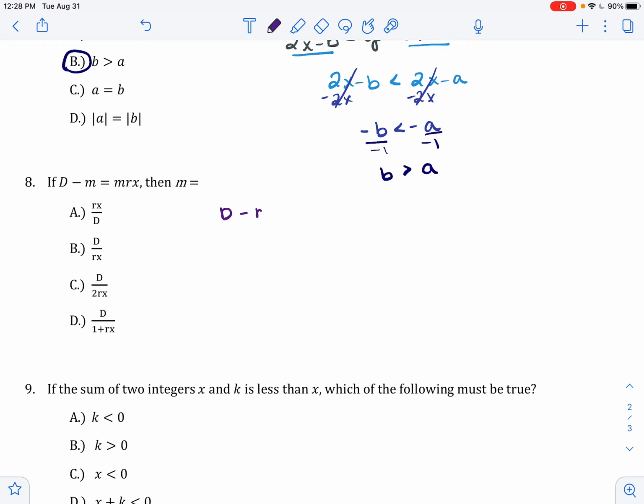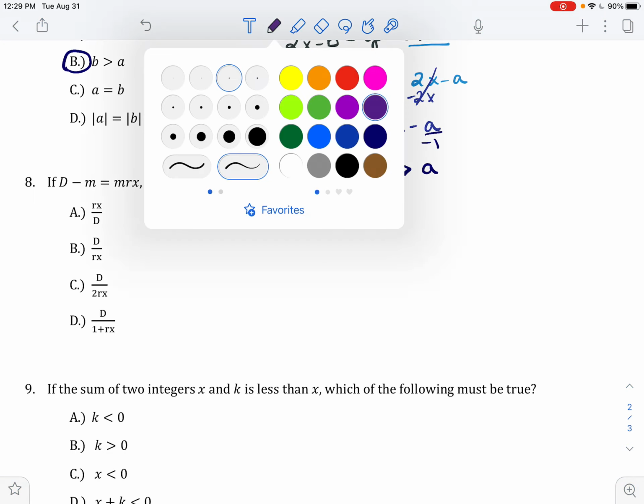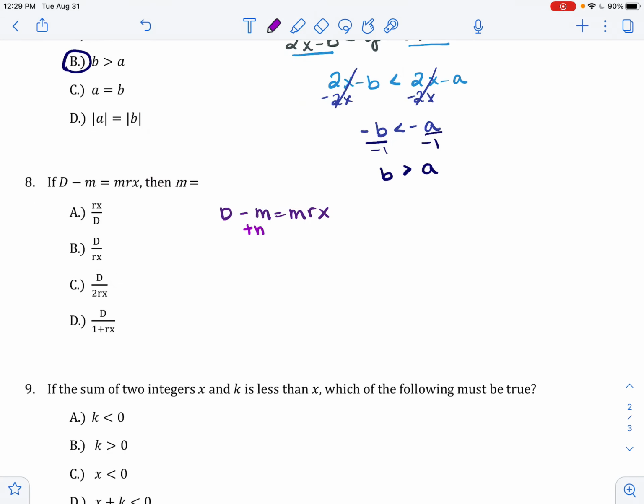So we have d minus m is equal to m times r times x. So if you said, Mrs. Bossy, get m alone, I'm going to struggle with that because I don't know which one you're talking about. So a good first move is to push that variable to the same side. So we have d is equal to m plus m r x.